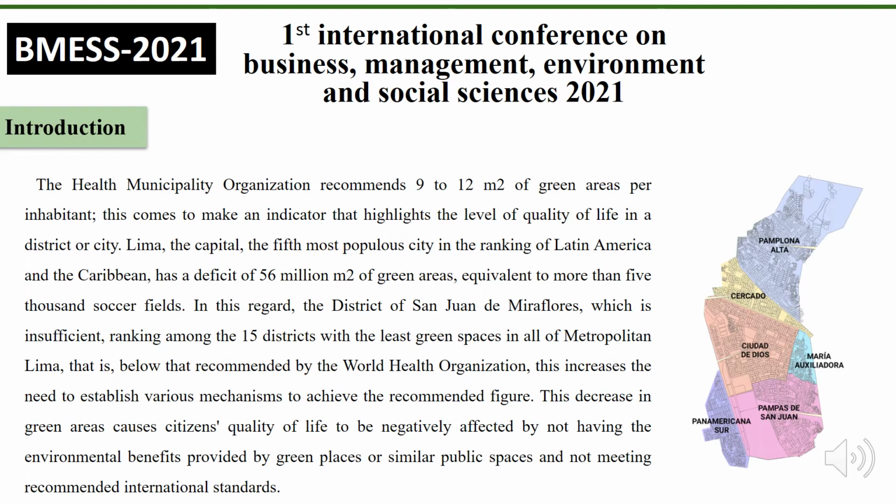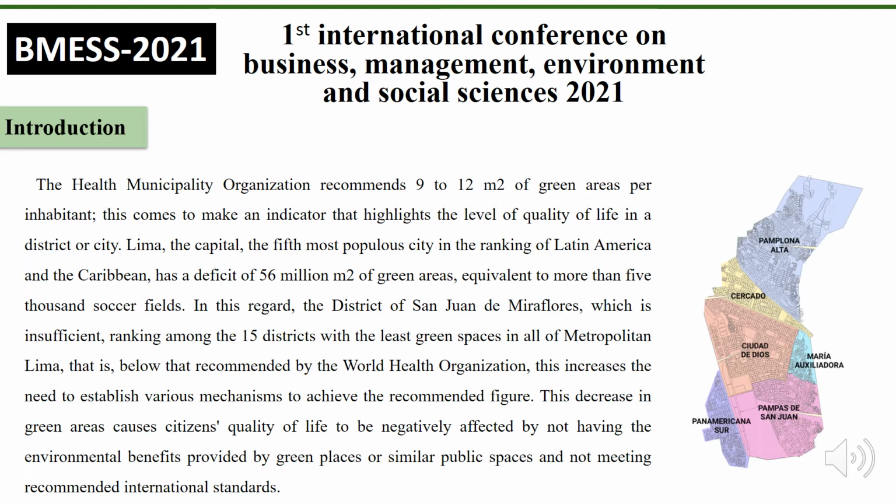Introduction. The World Health Organization recommends 9 to 12 square meters of green areas per inhabitant. This comes to make an indicator that highlights the level of quality of life in a district or city. Lima, the capital, the fifth most populated city in the ranking of Latin America and the Caribbean, has a deficit of 66 million square meters of green areas, equivalent to more than 5,000 soccer fields.